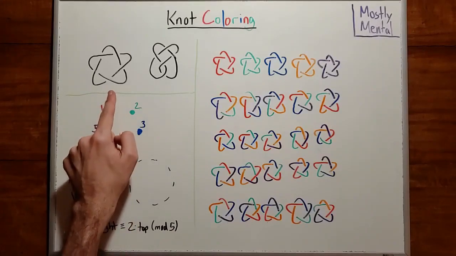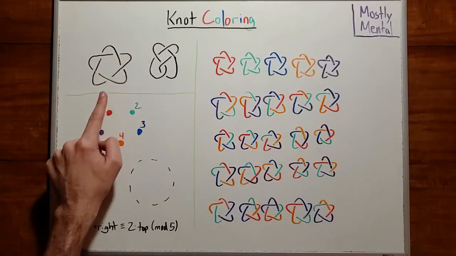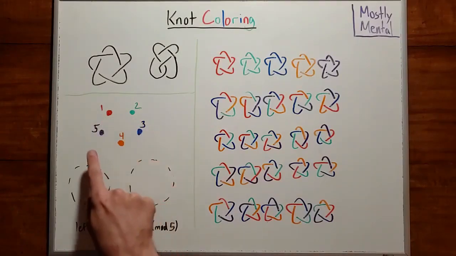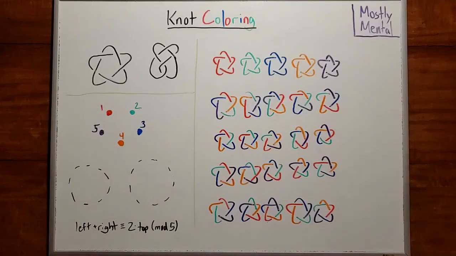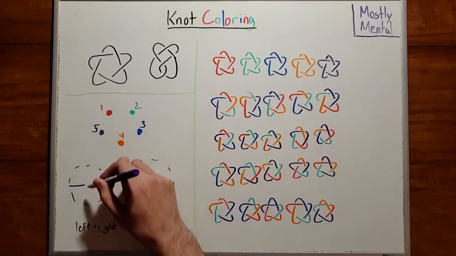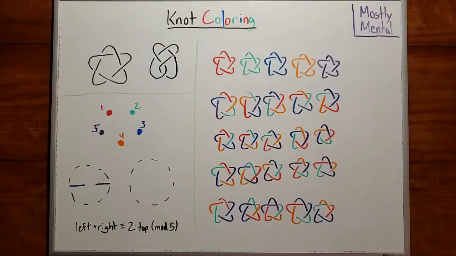Notice that this knot on the left has a five-way rotational symmetry. So maybe there's some way to color this with five colors instead of three. How can we adjust our coloring rules to allow that? Let's lay out our five colors in a circle, like so. And say at some crossing, we have the two lower strands are blue and purple. What color should the top strand be to make this consistent?